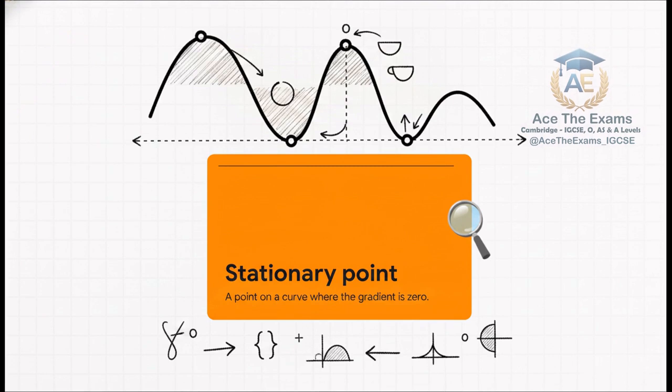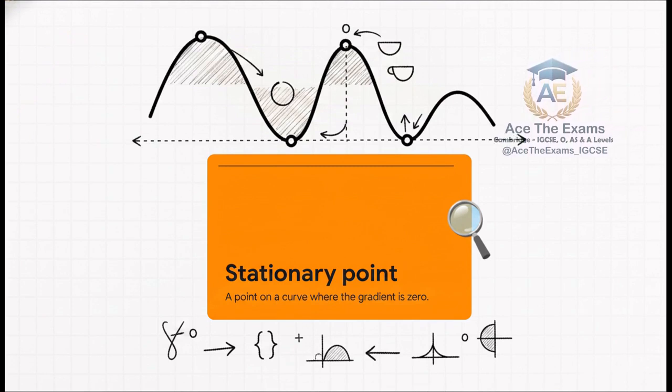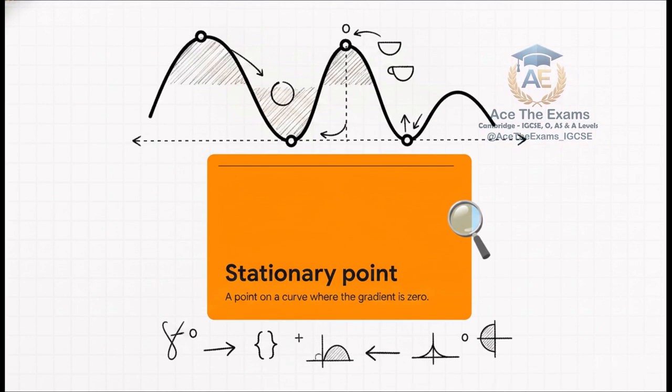Now, this could be a standard turning point like the absolute peak of a hill or the bottom of a valley, or it could be a point of inflection, a really fascinating spot where the curve shifts its concavity from up to down, but doesn't actually turn around.